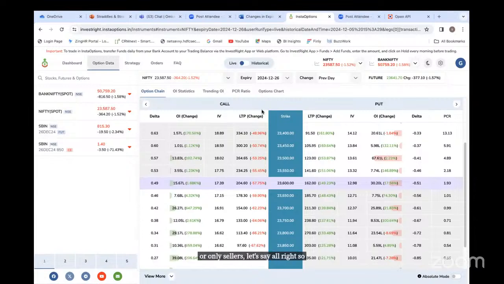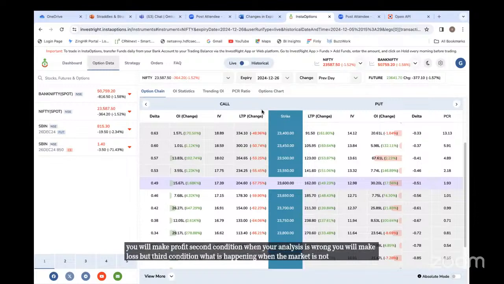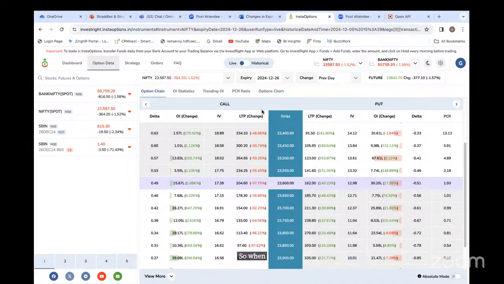So the first condition: when your analysis is right, you will make a profit. Second condition: when your analysis is wrong, you will make a loss. But the third condition: what is happening when the market is not going in your expected direction, and not in the opposite direction either? What is the meaning of that? It means the market is not going anywhere. It is range bound. So when the market is range bound, the intrinsic value of the option will not change, but the time value is there in your premium. The option premium is made up of intrinsic value and time value, two factors.